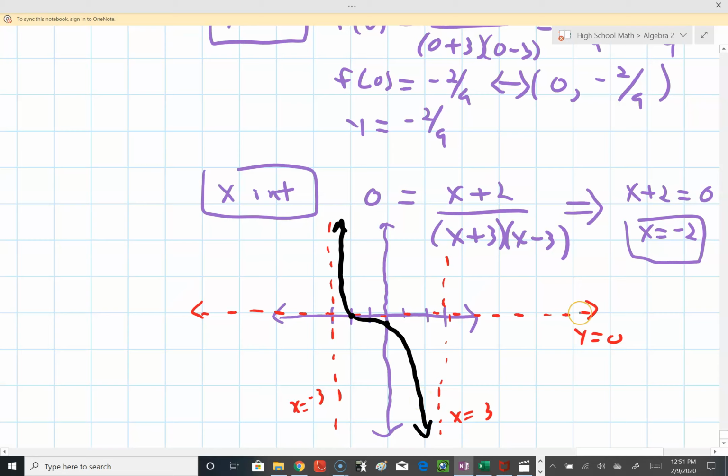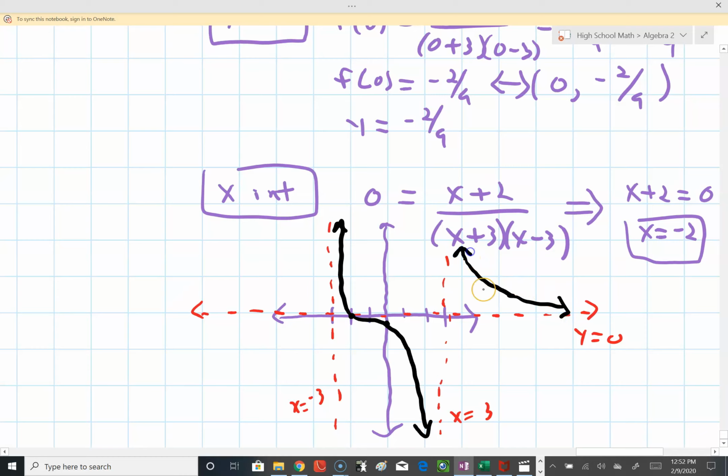Consider what happens when we put very large values for x, like a billion. So a billion plus 2 is a billion and 2. A billion plus 3 is a billion and 3, and this is almost another billion. And so we got a couple billions multiplied together divided by just 1 billion. This thing is going to be very close to 0 as we get large. And this is what the behavior is going to look like in this direction. It's going to flatten out.